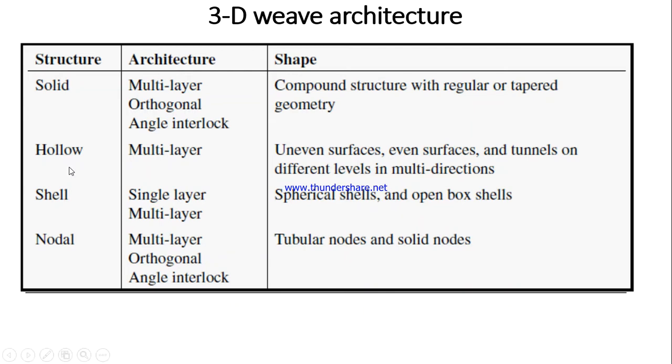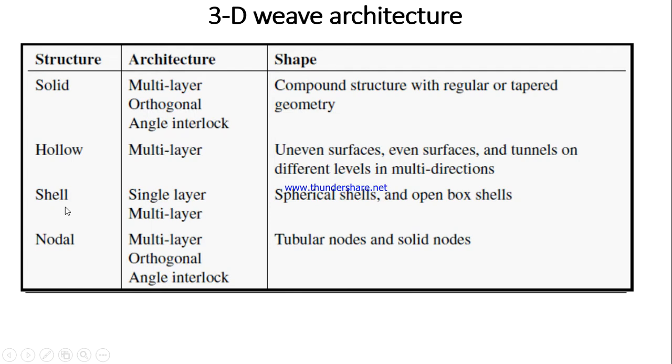Now the next structure is the hollow structure, where there will be a hollow, pipe-like or cylindrical structure, and the name of the architecture is multi-layer woven fabric. The shape is uneven or even surfaces. Okay, their surface may be either even or uneven, with tunnels on different levels in multiple directions. There will be tunnels, and it will not be just a single tunnel. There will be branch tunnels. I shall show you the photographs later.